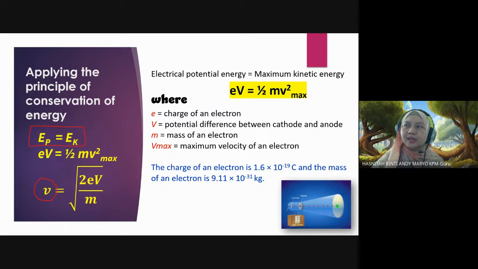What is e again? The charge for one electron. Capital V is the potential difference between cathode and anode. m is the mass of an electron. This is the mass of the electron, and it is a fixed number, similar to this, which is a fixed one. So v max is the maximum velocity of it.